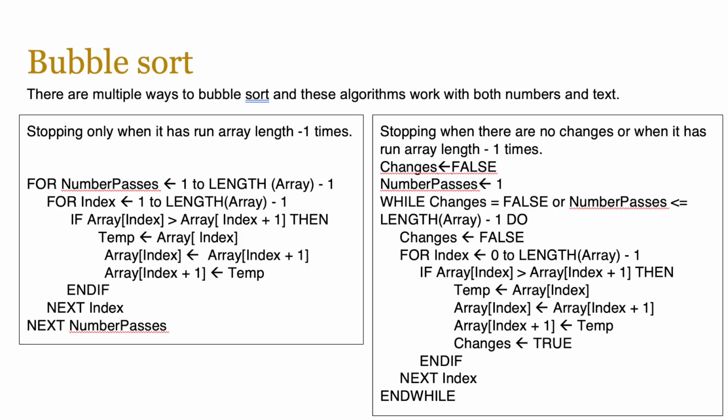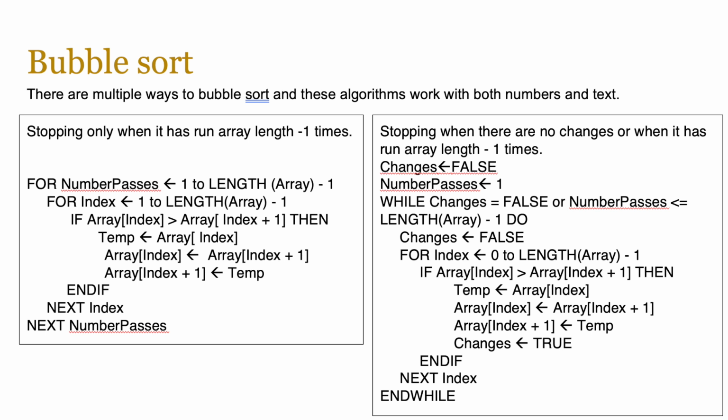Now on screen, you see two examples of bubble sorts. There are many different ways to bubble sort, and these algorithms that you see on screen will work both with numbers and text. So the first algorithm is very simple, it's inefficient, but easy to remember. It runs for a fixed number of passes, which equal to the length of the array minus one. It then uses an inner for loop to go through the array and compares each element with the next one. So you look at position one and compare it to the second one. And if the current element is greater than the next, it swaps them.